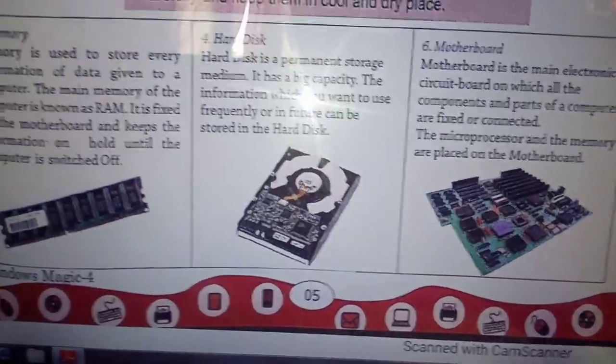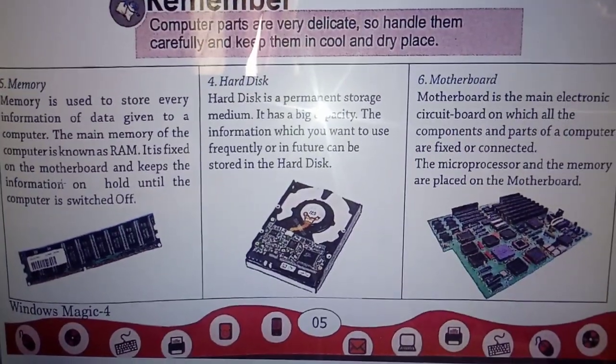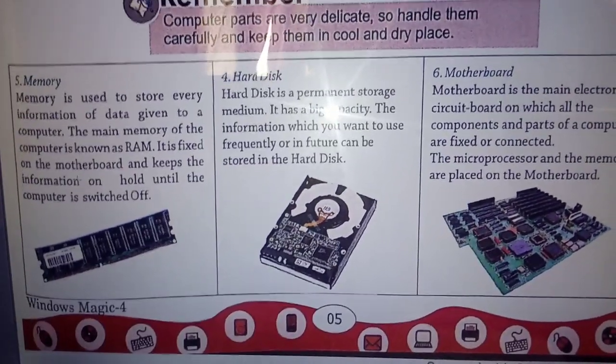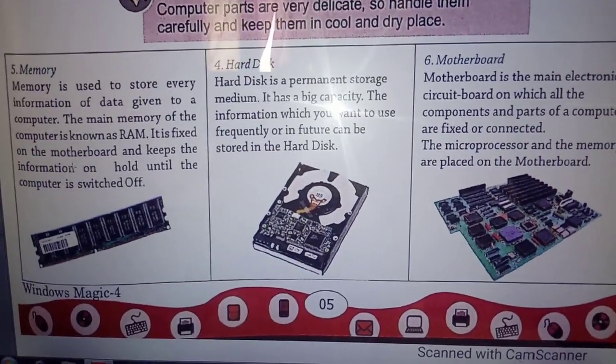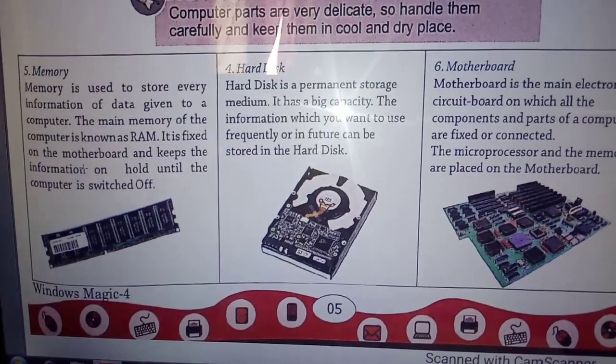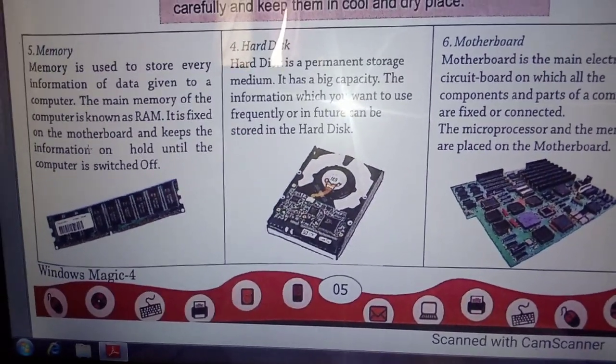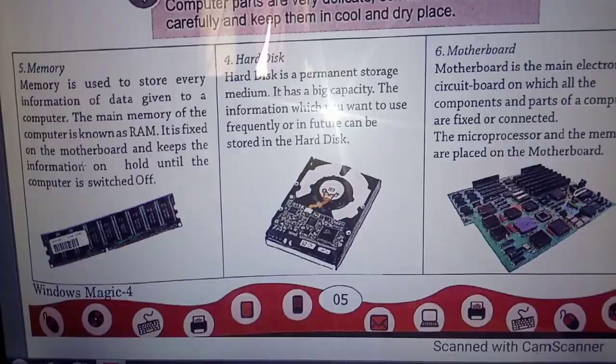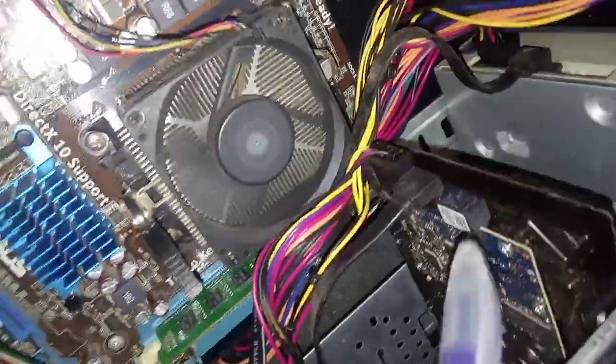The next part is the hard disk. Hard disk is a permanent storage. It has a big capacity. The information which you want to use in future, you can store in the hard disk. This is a hard disk.